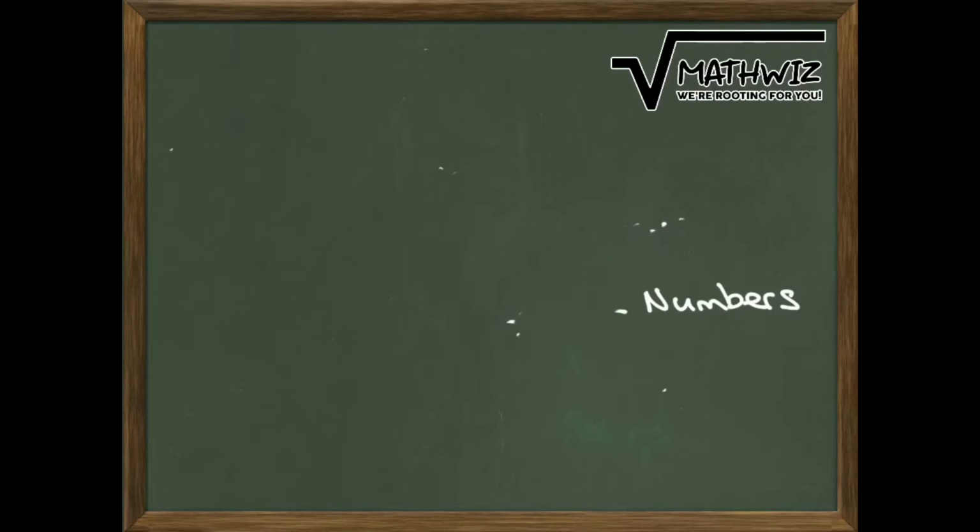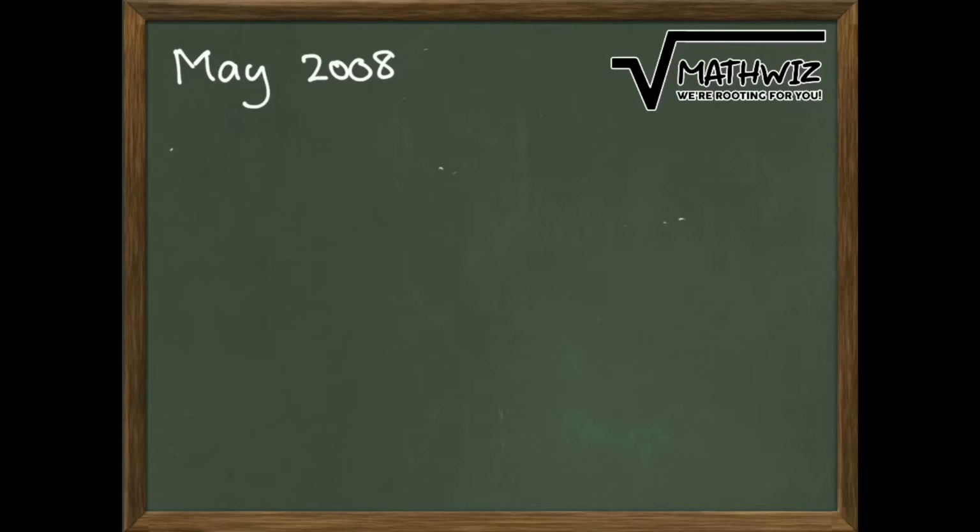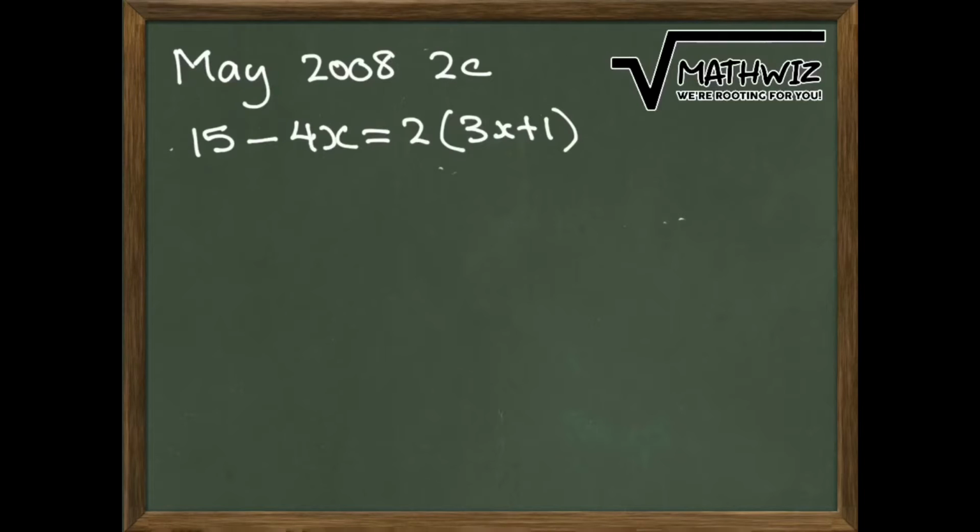The first of which is going to be May 2008, and this is question 2C. And it reads 15 minus 4x is equal to 2(3x + 1). Right? So the first thing we do is to handle the expansion.